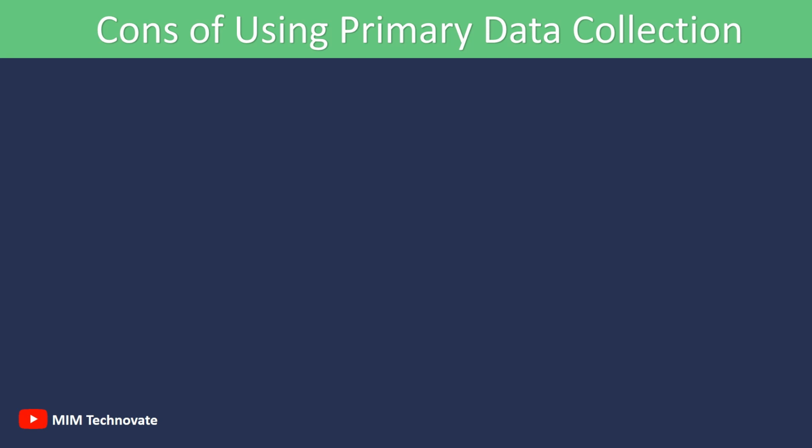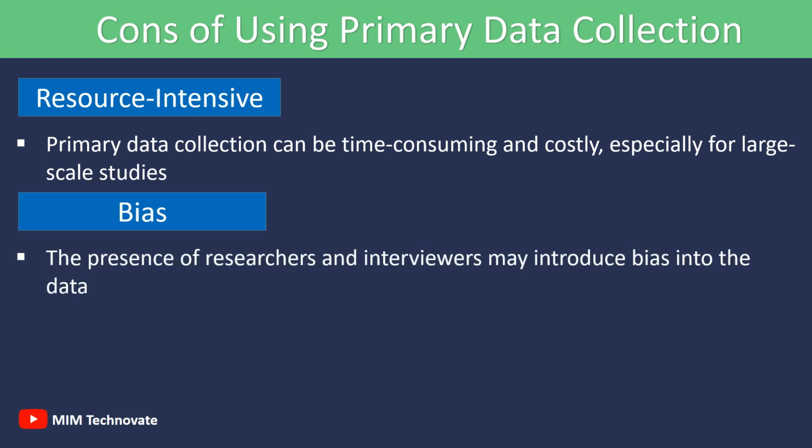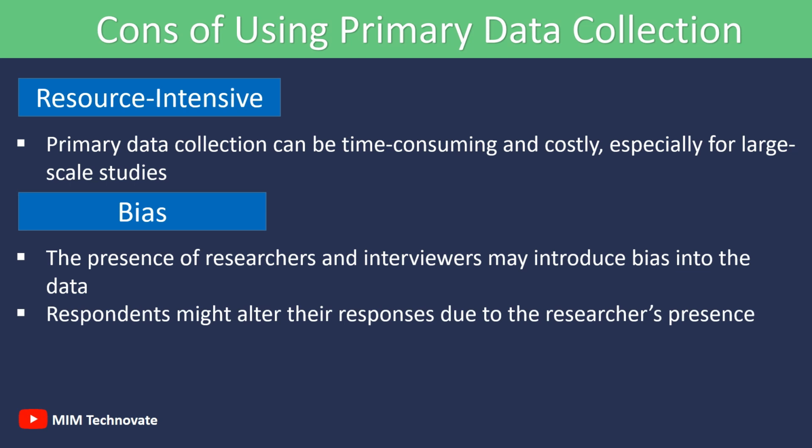Cons of using primary data collection. Resource intensive. Primary data collection can be time consuming and costly, especially for large scale studies. Bias. The presence of researchers and interviewers may introduce bias into the data. Respondents might alter their responses due to the researcher's presence.